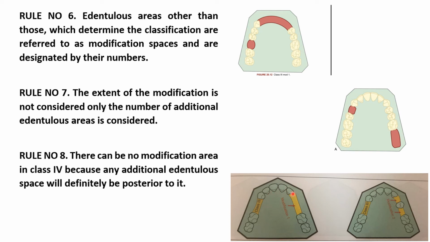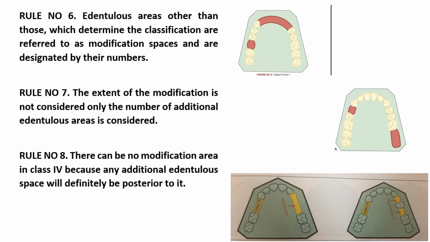This is whole 1 because there are no teeth in between present. And over here as you can see there is a tooth which is present. So it turns out to be class 3 over here, class 3 over here, and class 3 over here. So class 3 modification 2, class 3 modification 1. For example, this diagram A shows a unilateral edentulous area. So this turns out to be class 2 modification 1 because there's only one additional edentulous area, and the most posterior one is determining your classification. So this is class 2 modification 1.